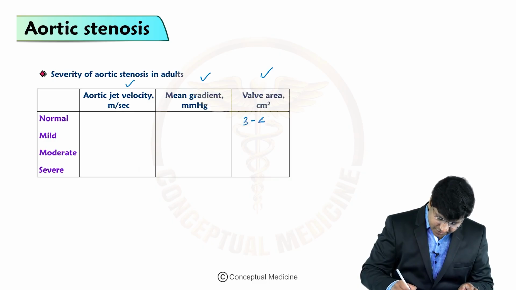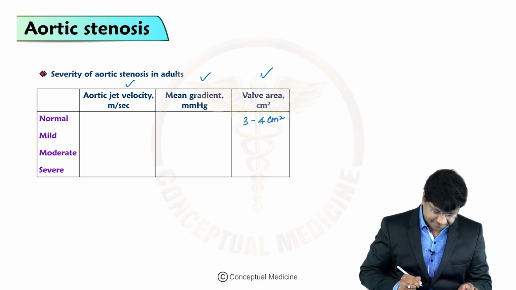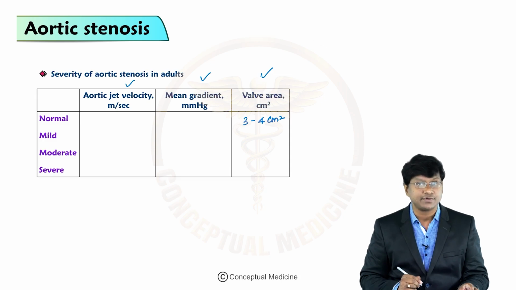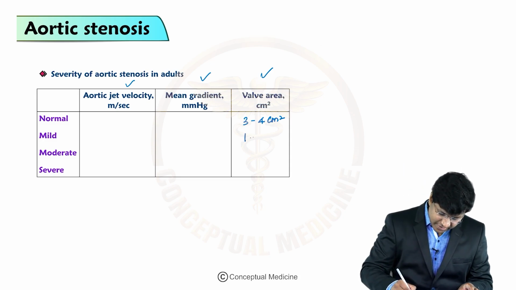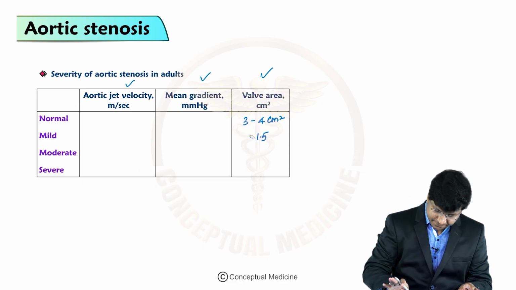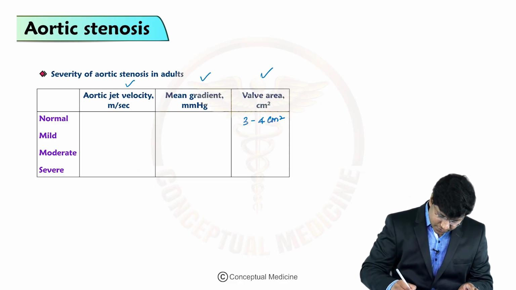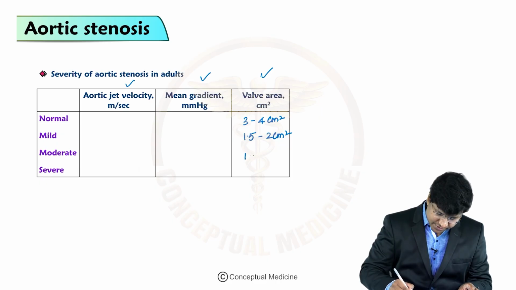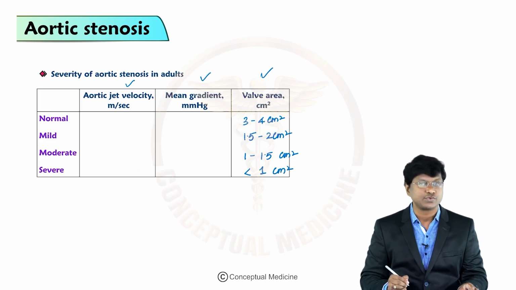Now, what is a normal valve area? That is around 3 to 4 centimeters square. In case of mild aortic stenosis, the valve area is around 1.5 to 2 centimeters square. Whereas in moderate aortic stenosis, it is around 1 to 1.5 centimeters square. Whereas in severe aortic stenosis, the valve area will be less than 1 centimeter square.